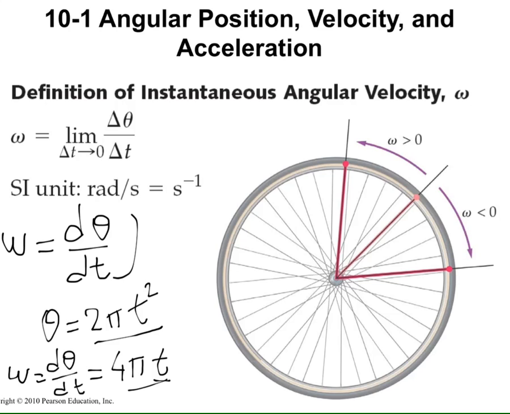Again, there are two directions for the angular velocity. An object may rotate in the counterclockwise direction or in the clockwise direction. If the object rotates in the counterclockwise direction, then its angular velocity is positive. If it's rotating in the other direction, its angular velocity is negative.